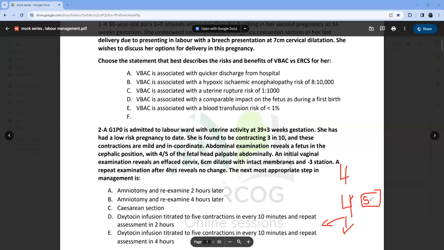Okay, so it's SD. What is this? A suspected delay. Well done. Okay, after the 2 hours and amniotomy, if the patient, of course, agrees to that, I found that the patient did not have enough progress. This is after the 2 hours.